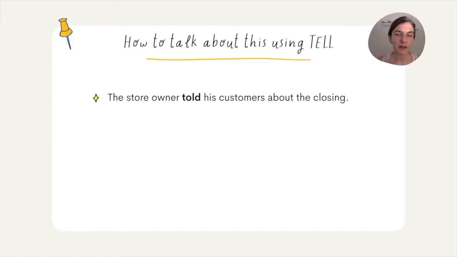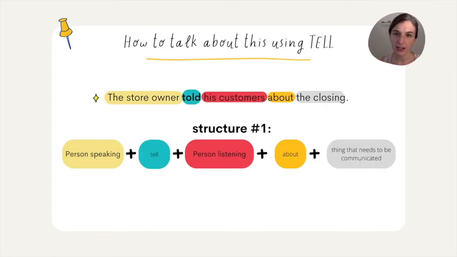How could we inform someone else about this situation using the verb tell? Well, one way we can do it is with the following sentence. We can say something like, the store owner told his customers about the closing. Let's break this sentence down into parts so we can see the structure of it. So first, in this light yellow color, we have the person who is speaking, the person who is doing the action of telling. Then, after that, we have the verb itself.